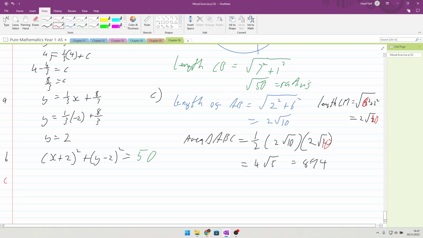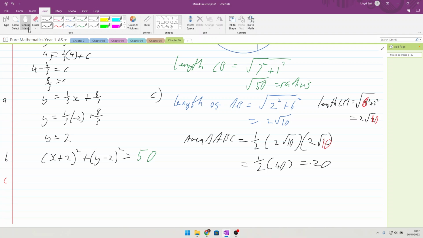And 2 root 10 squared is, of course, 40. And 40 divided by 2. Let's just take that out. Okay, so we've got a half times 40, which of course equals 20. So close yet so far.